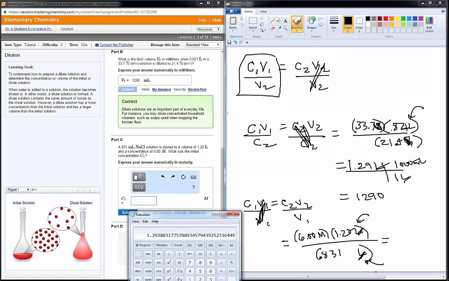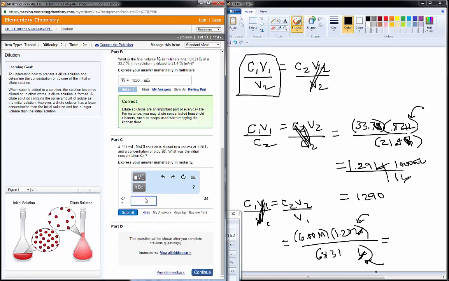So let's plug this in. 6 molarity times 1.2 liters divided by 0.831 liters gave me an initial concentration of 8.66 molarity.